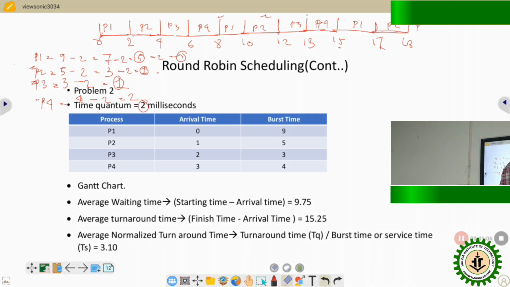Next, only one process is left, that is the process P1. How much is left for process P1? That is 3 left for process P1. So it is 20, then it is completed by 21, process P1. So this is the Gantt chart preparation for each of the processes. Now, if we apply those formulas, again, average waiting time, average turnaround time and average response time, you will get the results 9.75, 15.25 and 3.10 in this order.